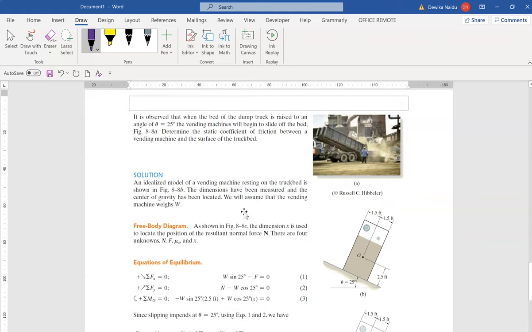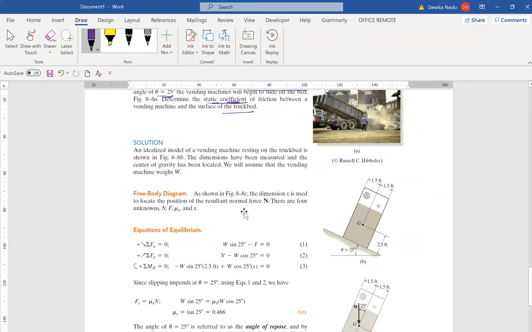Okay, so we have what? We have a bed of a dump truck. It's observed that the bed of the dump truck is raised to angle 25. The vending machine will begin to slide. Okay, so the static coefficient friction between the vending machine and surface of the truck bed. So determine the static friction, mu s. Okay, let's draw the vending machine. So what we have is like this and tilted at 25.